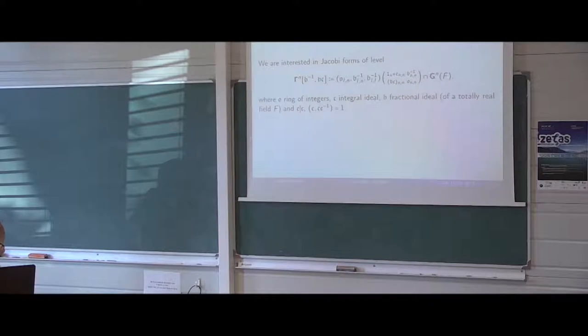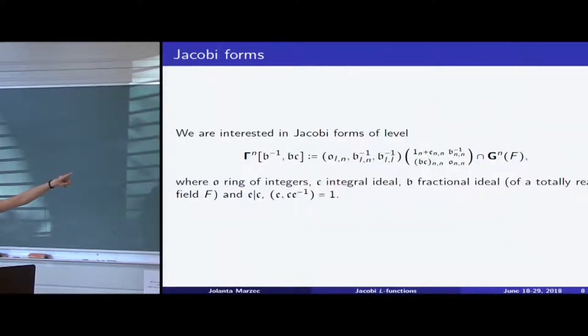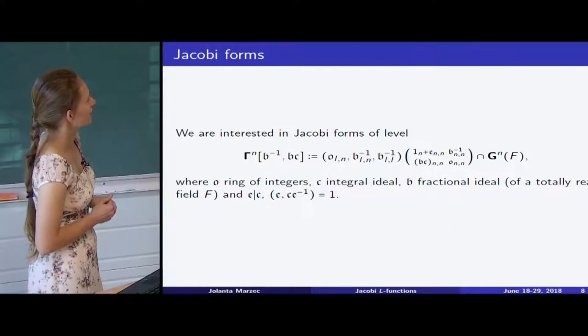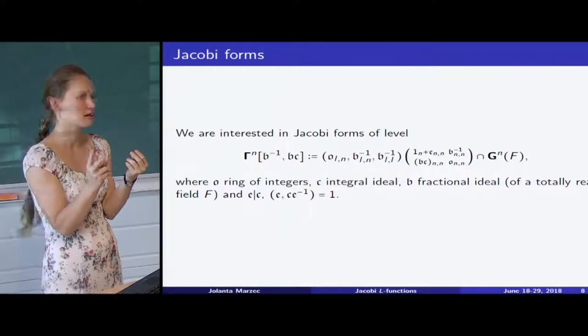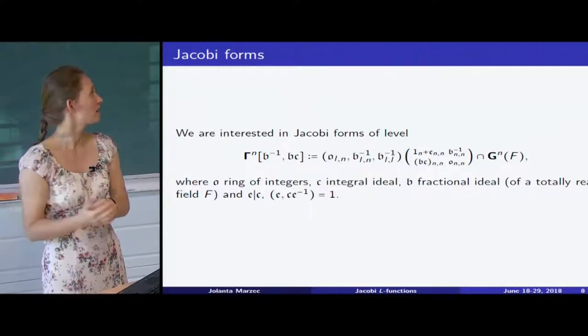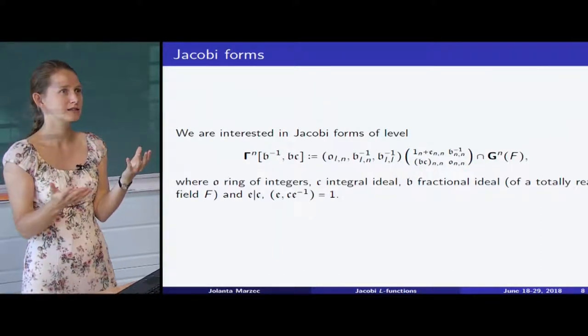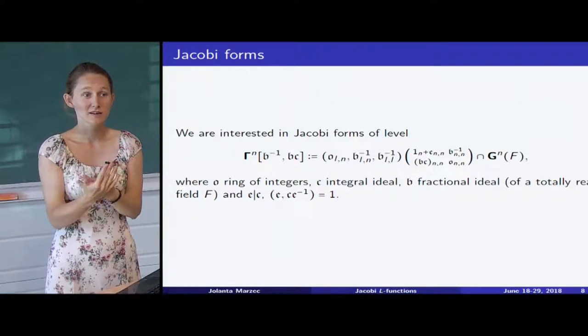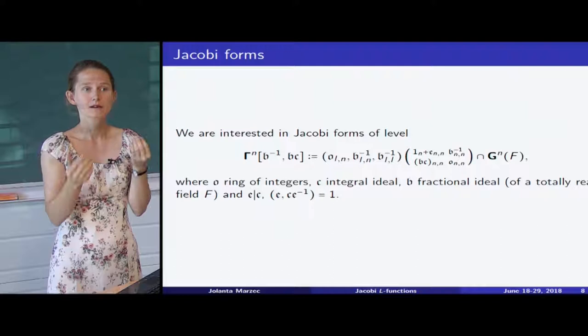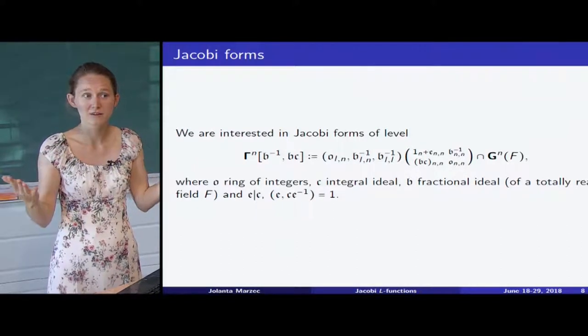Similarly everywhere else. Here you can see that there are many ideals coming out. There is a fractional ideal B, there are ideals E and C satisfying this relation at the end. There are two reasons for that. One you will see at the very end. But this is also so that the Jacobi forms that we consider are fairly general, so the results that we get apply to many Jacobi forms.